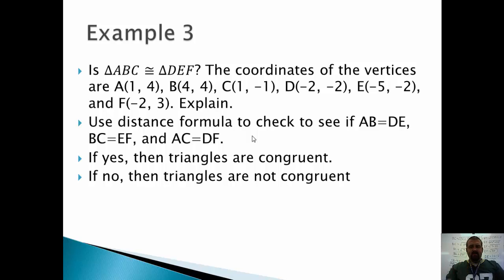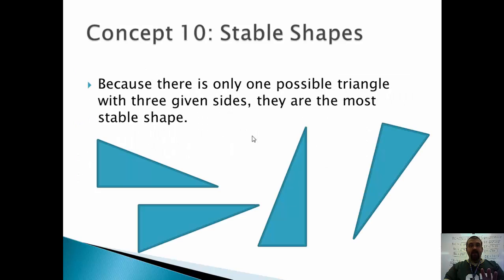All right, there's one last thing that we need to make sure that we have here, and that's stable shapes. If I think of the side-side-side congruence postulate, it says if I have three sides, there's only one possible triangle to make. And that's why I can say one triangle is congruent to another one. So, because there is only one possible triangle with three given sides, they are the most stable shape. If I have these three lengths, this is the only possible triangle I can make. No matter how I arrange the pieces, it's just this triangle. Whether it's flipped, rotated, whatever it's been done, it's the same exact triangle.